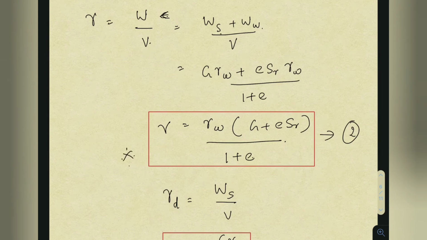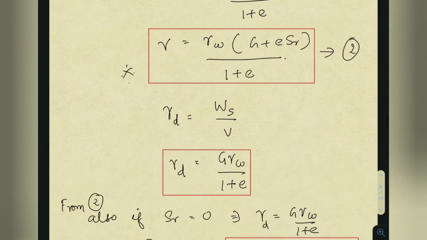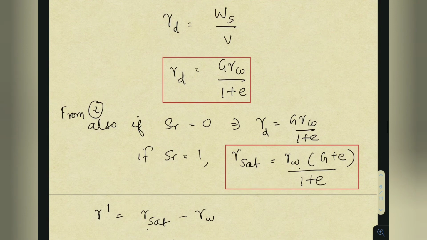If you put Sr is equal to 0, then that will be dry state, that is, we get gamma d. And if you put Sr is equal to 1, that is saturated state, then we will get gamma saturated. So Sr is equal to 0, gamma d is equal to G gamma w by 1 plus e. Sr is equal to 1, then gamma saturated is equal to gamma w into G plus e by 1 plus e.